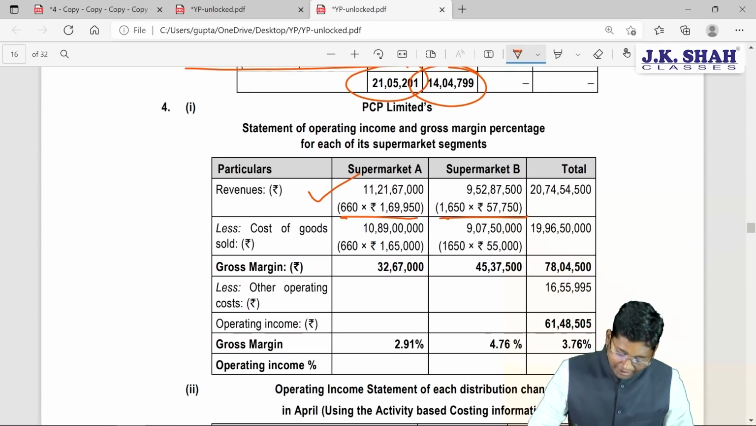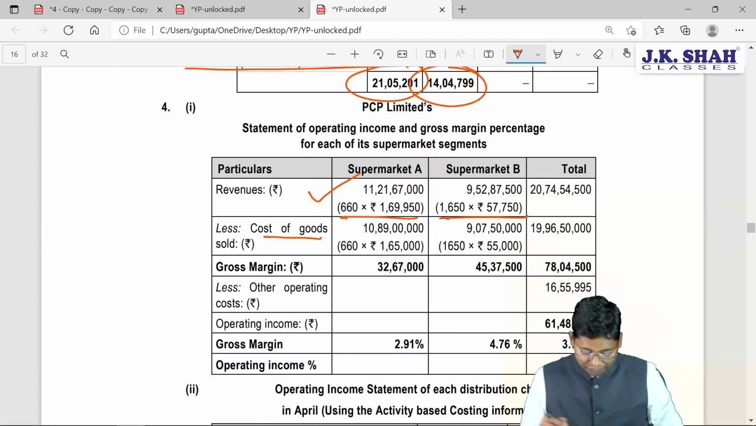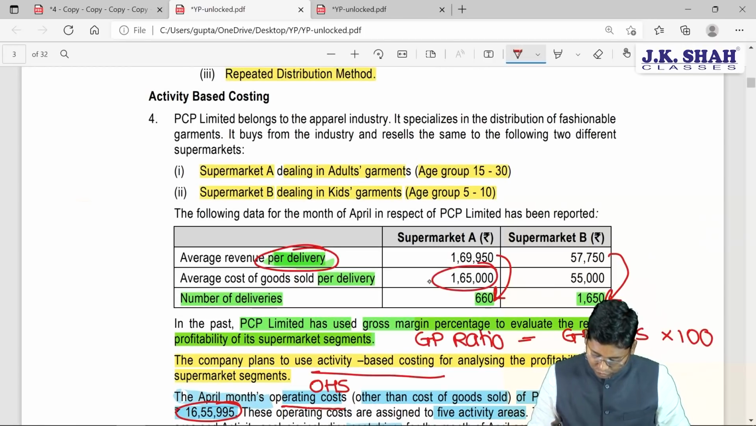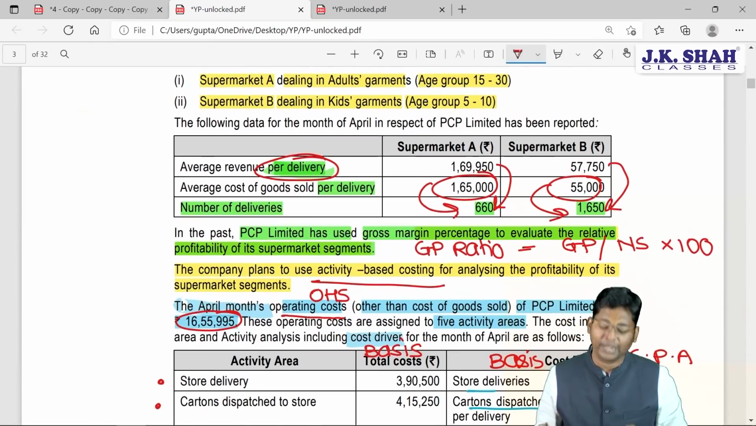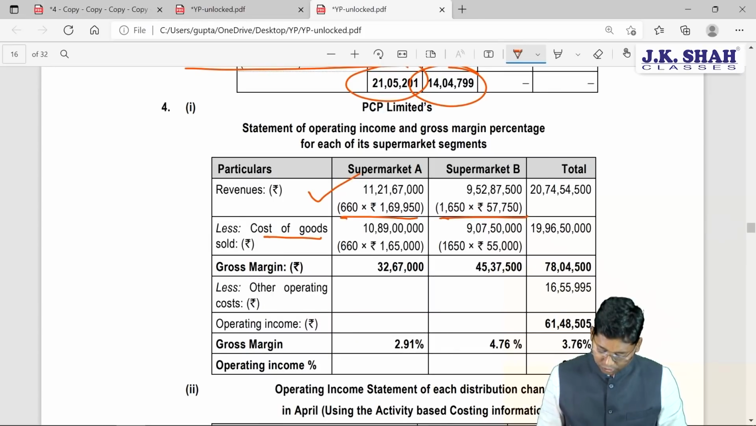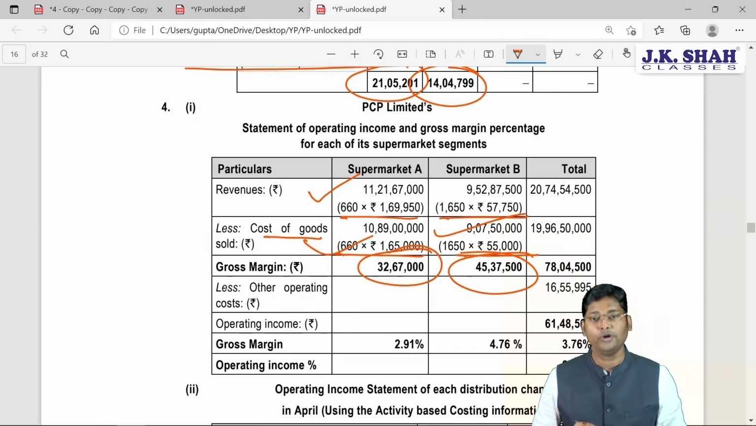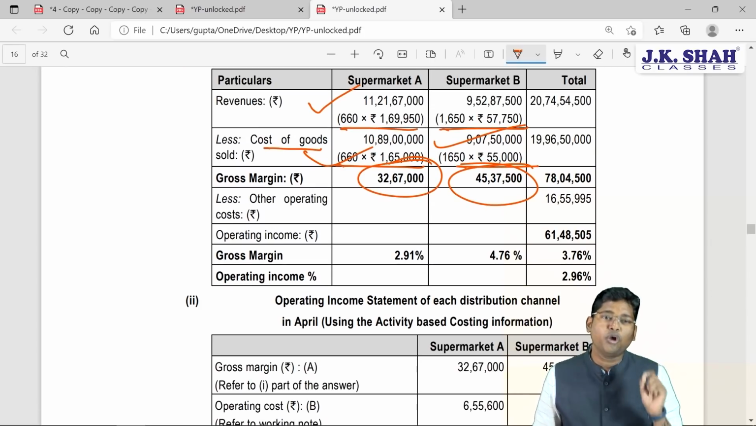Correct? For calculation of GP, revenue, then next element which we are going to deduct is your COGS, cost of goods sold, and per delivery cost of goods sold is available, which again you need to multiply with the number of deliveries to get the total amount of COGS. So total COGS is also computed, and sales minus COGS you are going to get the gross profit. Done. Question says calculate gross margin.